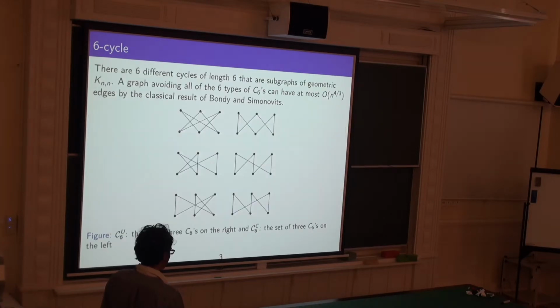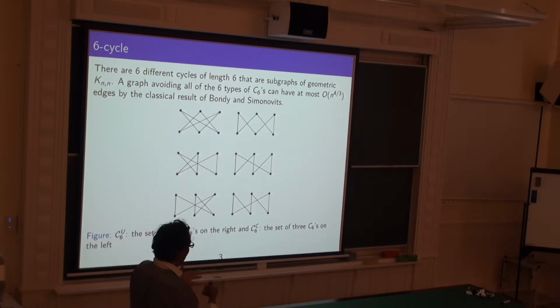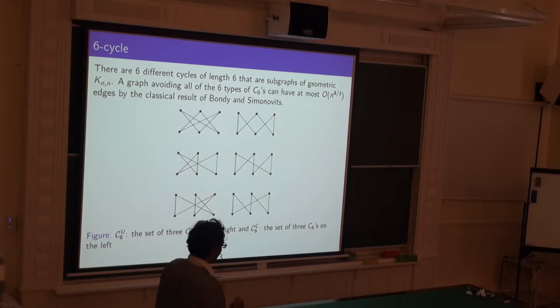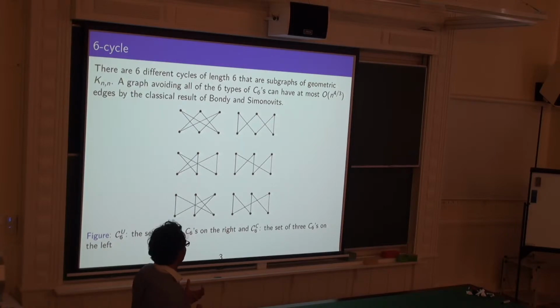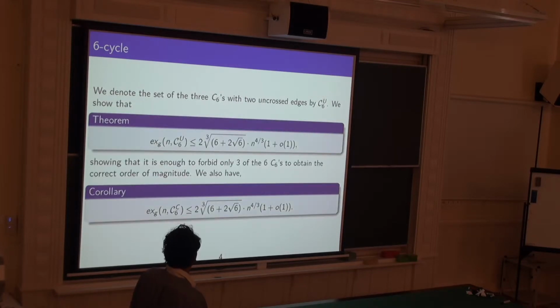And actually, you may notice that forbidding these 3 is equivalent to forbidding these 3, because if we take a K_{n,n} graph which avoids the 3 cycles on the right, and then reverse the order of the top vertices, the resulting graph would avoid these 3 cycles. So these 2 are equivalent. As a corollary, we would also get that forbidding the other 3 also gives the same order of magnitude. So forbidding the 3 C6s on the right or the 3 C6s on the left, you get the correct order of magnitude n^{4/3}.